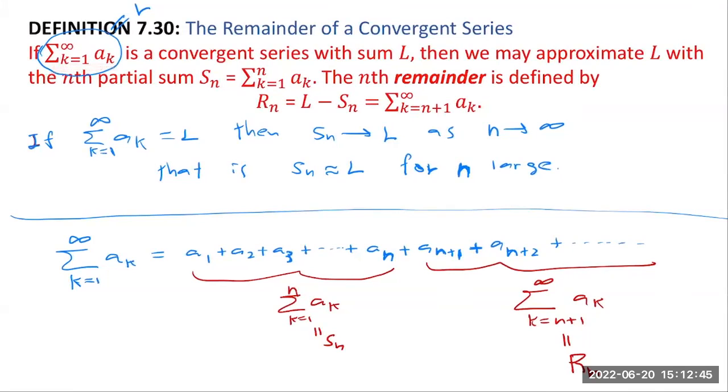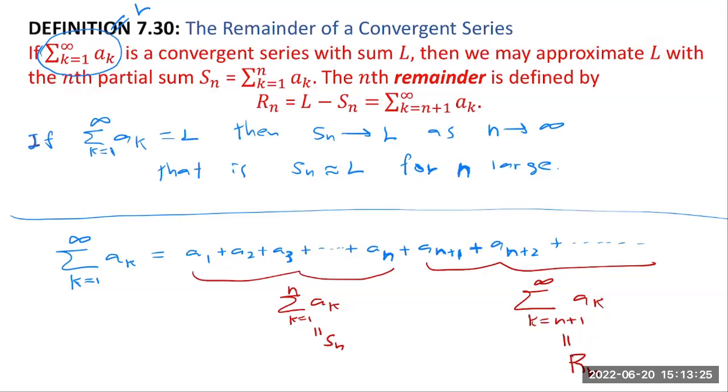If this series is a convergent series with sum L, then we may approximate L with the nth partial sum. The nth partial sum means the summation of the series with k going from 1 all the way up to only n. Okay. All right, what does this mean? If the series converges to L, then it says that we can approximate L, the summation of this series, with the nth partial sum Sn.